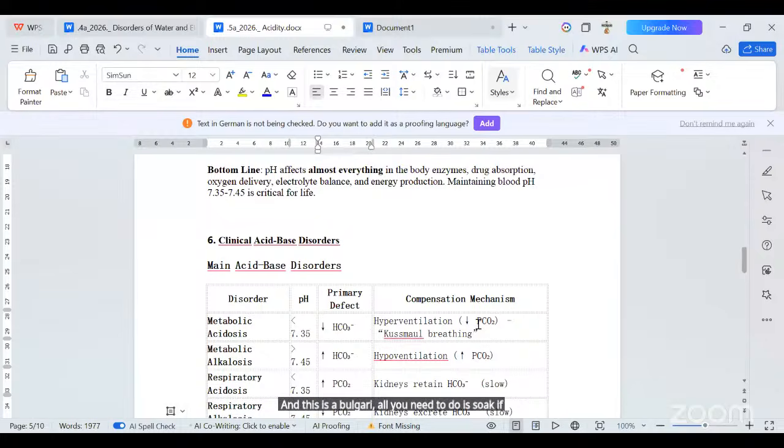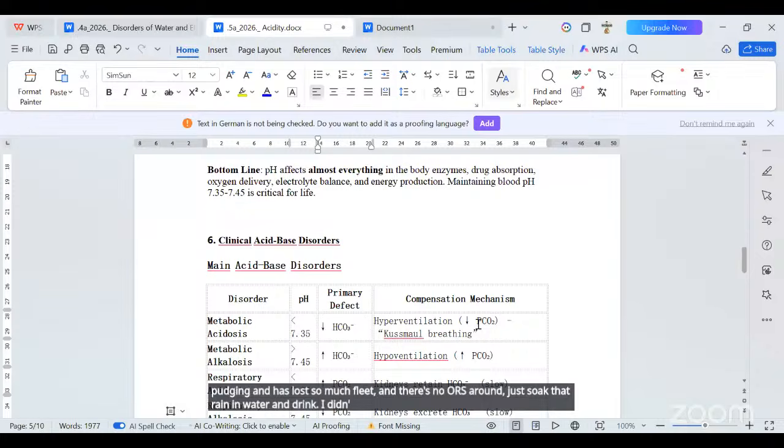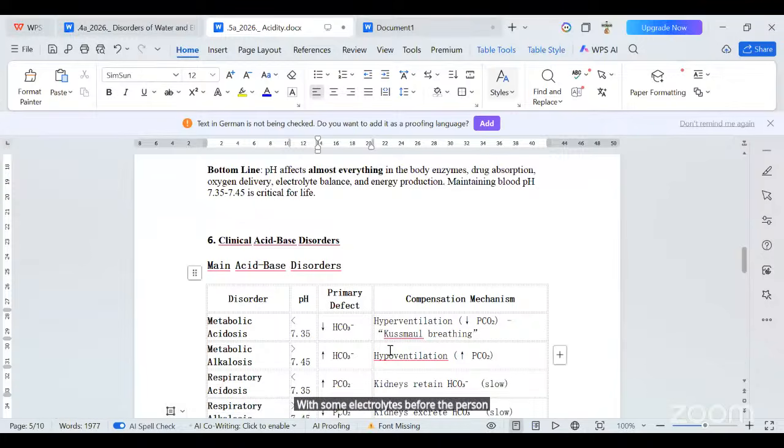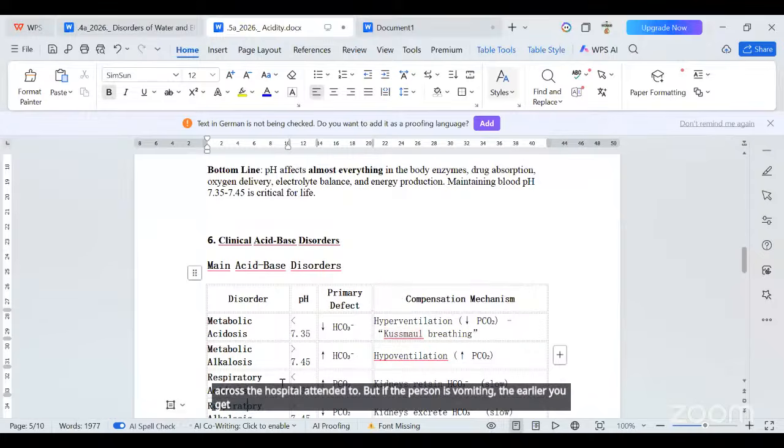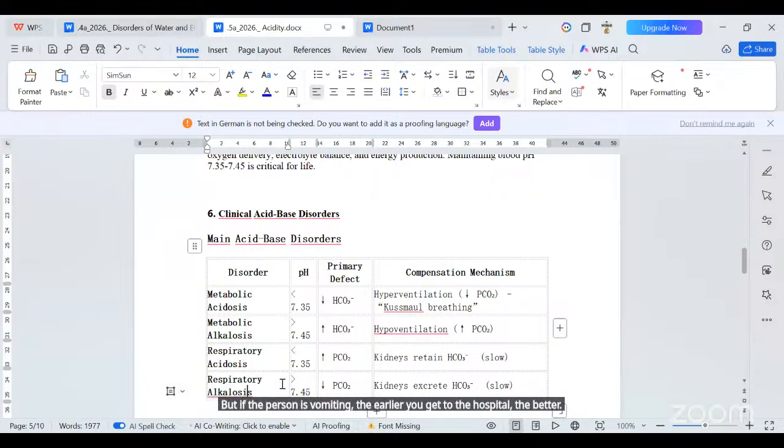If the person has been purging and has lost too much fluid, and there's no ORS around, just soak garri in water and drink. I didn't say drink garri. Drink the water of the garri to help put some electrolytes in before the person can be quickly rushed to the hospital and attended to. But if the person is vomiting, the earlier you get to the hospital, the better. There is a shift in pH.